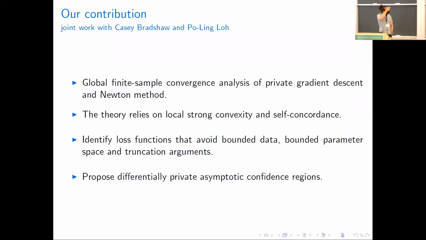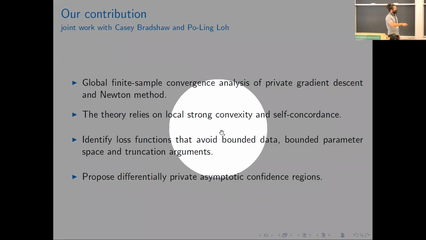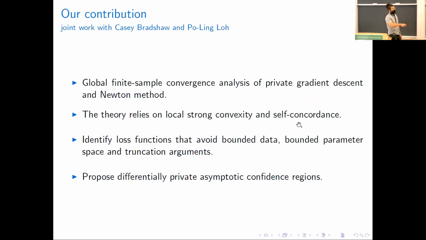This is joint work with Casey Bradshaw, who's a PhD student at Columbia, and Pauline Lowe, who's now at Cambridge. This is a summary of what we try to do in this paper. We give some global convergence analysis that holds for finite samples and for private versions of gradient descent and Newton's method. I want to highlight how the theory relies on local strong convexity and self-concordance for a version of Newton's method that we use, which translates into good statistical performance, as I will try to point out.